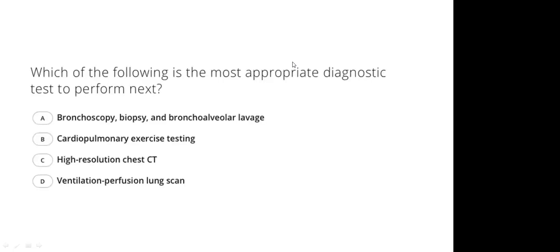Okay, so the question is, which of the following is the most appropriate diagnostic test to perform next? Bronchoscopy, biopsy, BAL, CPET testing, high resolution CT, or a VQ scan? C, great, because we're suspicious of ILD.